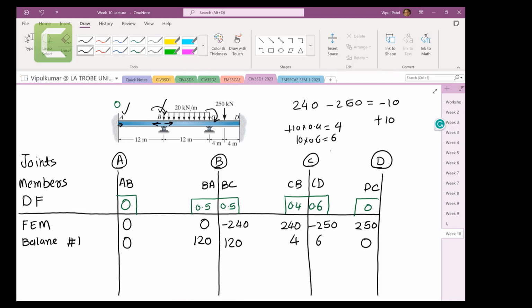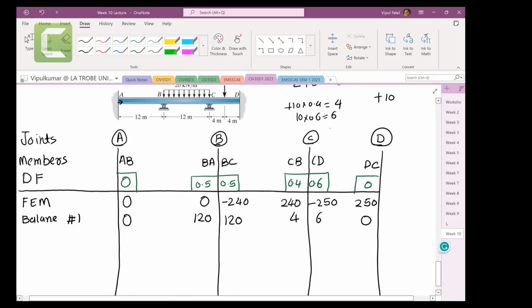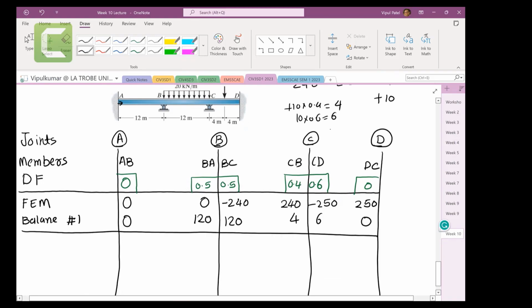The balance steps say that your joints are all balanced, right? And we made that balance. Now draw a line after balance. Then we write carry over 1. For carry over 1, we have 120 kilonewtons sitting here. If it goes to the other side, it becomes 60 because it's a fixed end. So the carryover would be 120 times 0.5, so it would be 60.